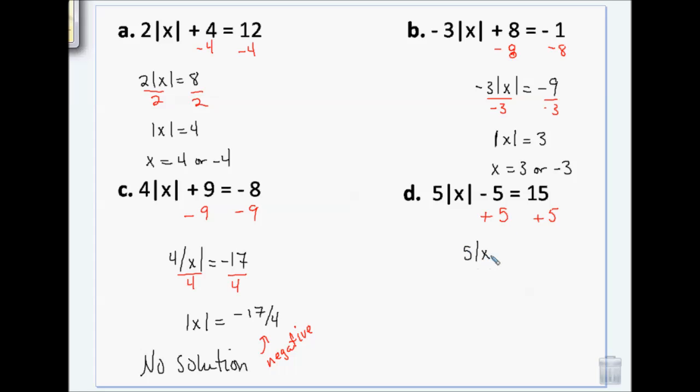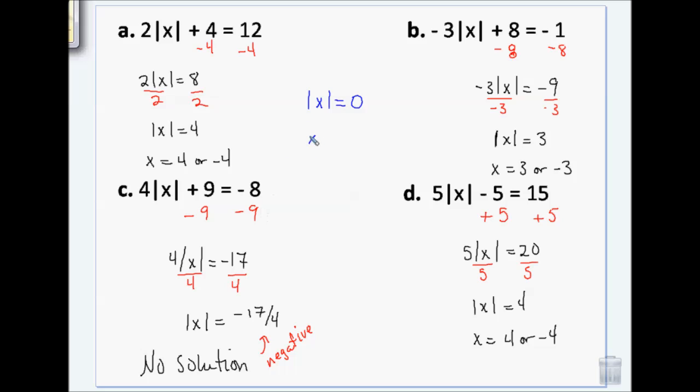Add 5 to both sides. Divide by 5. And then split. Now in these problems, the problems that we're going to be doing right now, you will either have 2 answers or you will have no answer. So 2 or none. There's only 2 cases where you could end up with 1 answer with absolute value, and one of them we're not going to be working on right now. And the other one is this.